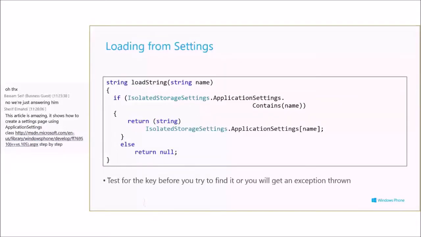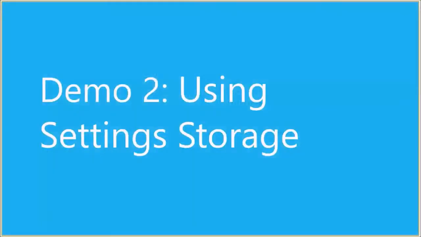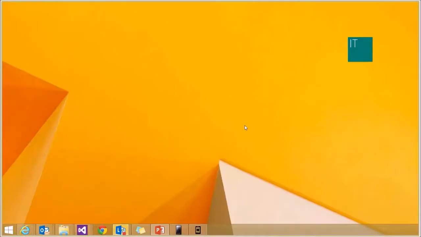How do you load? It's very, very simple. All you have to do is check application settings.Contains, and check if it contains that key. If it contains that key, then you return a string of the value of that key, and that's it. That's exactly it. So let's do a very quick demo using the settings storage in a Windows Phone.